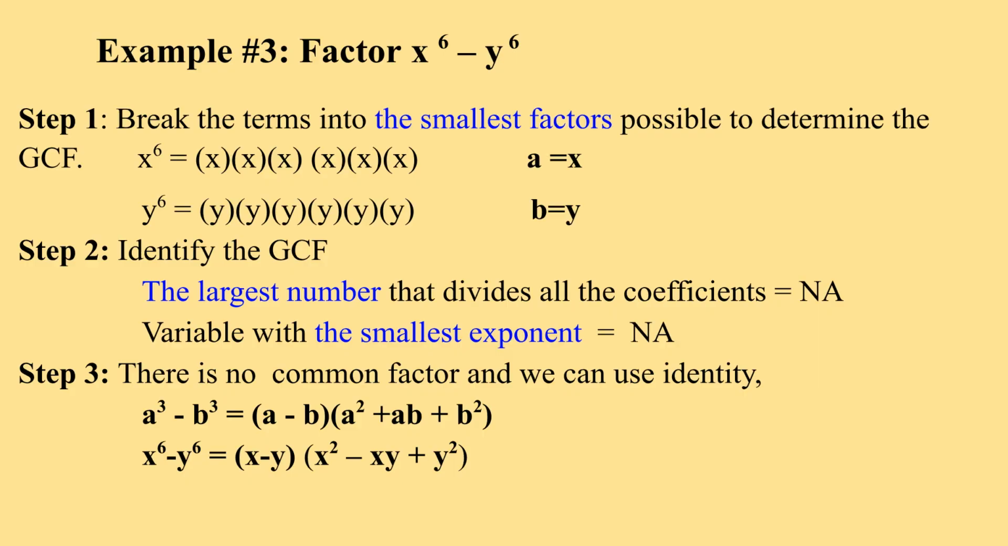Example number 3, factoring x to the power of 6 minus y to the power of 6. We break down the terms into smallest factors. x^6 equals x times x times x times x times x times x, and y^6 equals y times y times y times y times y times y. And after confirming no common factor, we apply the cubes identity. We identify the base values a equals x^2 and b equals y^2. Apply the difference of cubes identity, resulting in x minus y times x squared plus xy plus y squared.